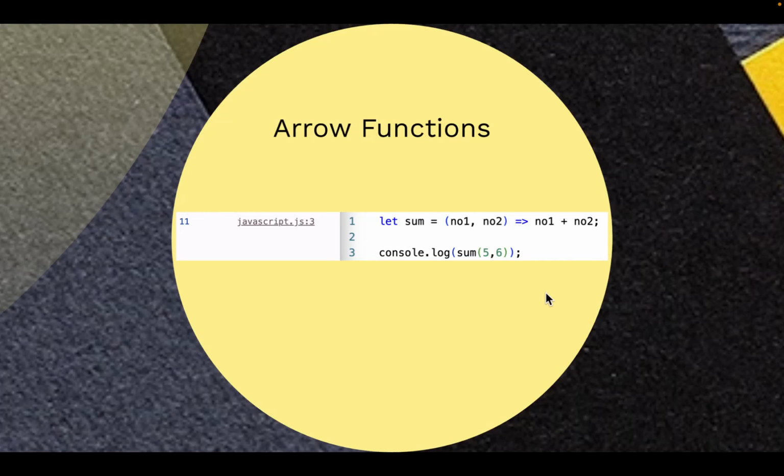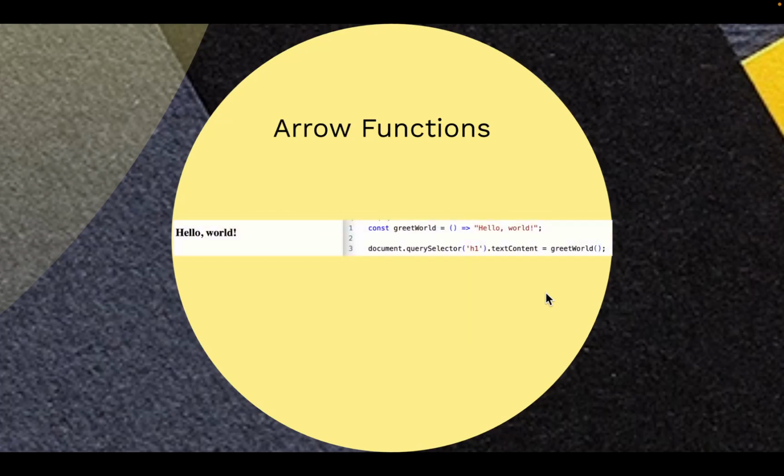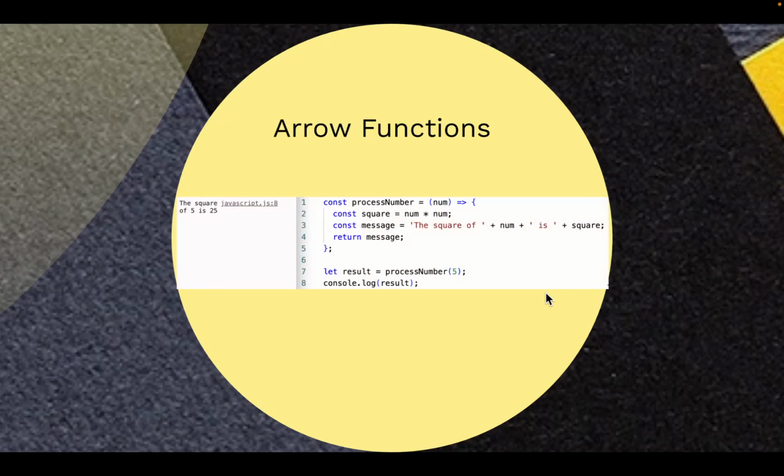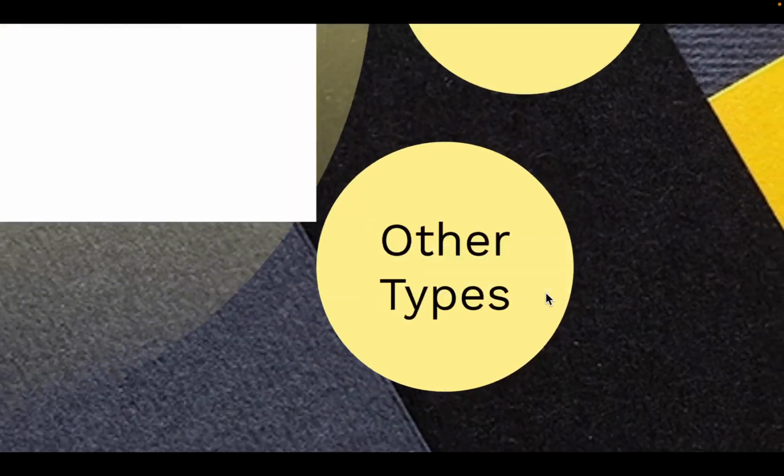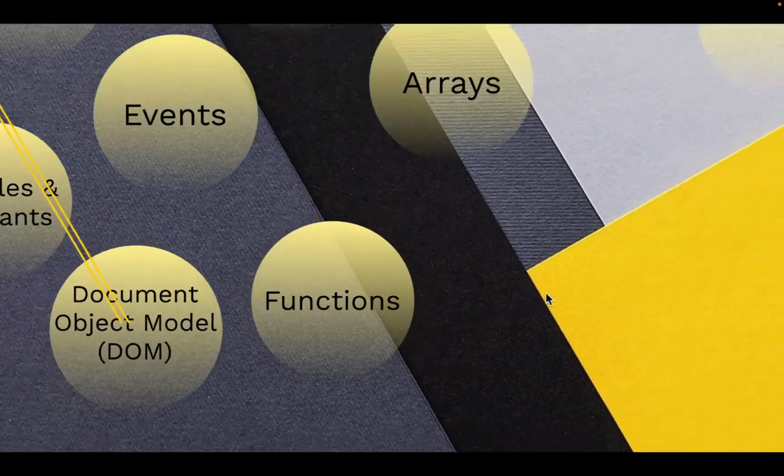Notice there is no keyword function. It begins with the two parameters followed by an arrow, which is the equal sign and the greater than symbol. The code that runs when the function is called follows the arrow. There's no need for curly braces if the code that runs is a single expression. Here's an example with no parameters. If there is more than one expression to run in an arrow function, you will need curly braces. You will use functions often in code, and they are key to writing organized, maintainable, and reusable code.